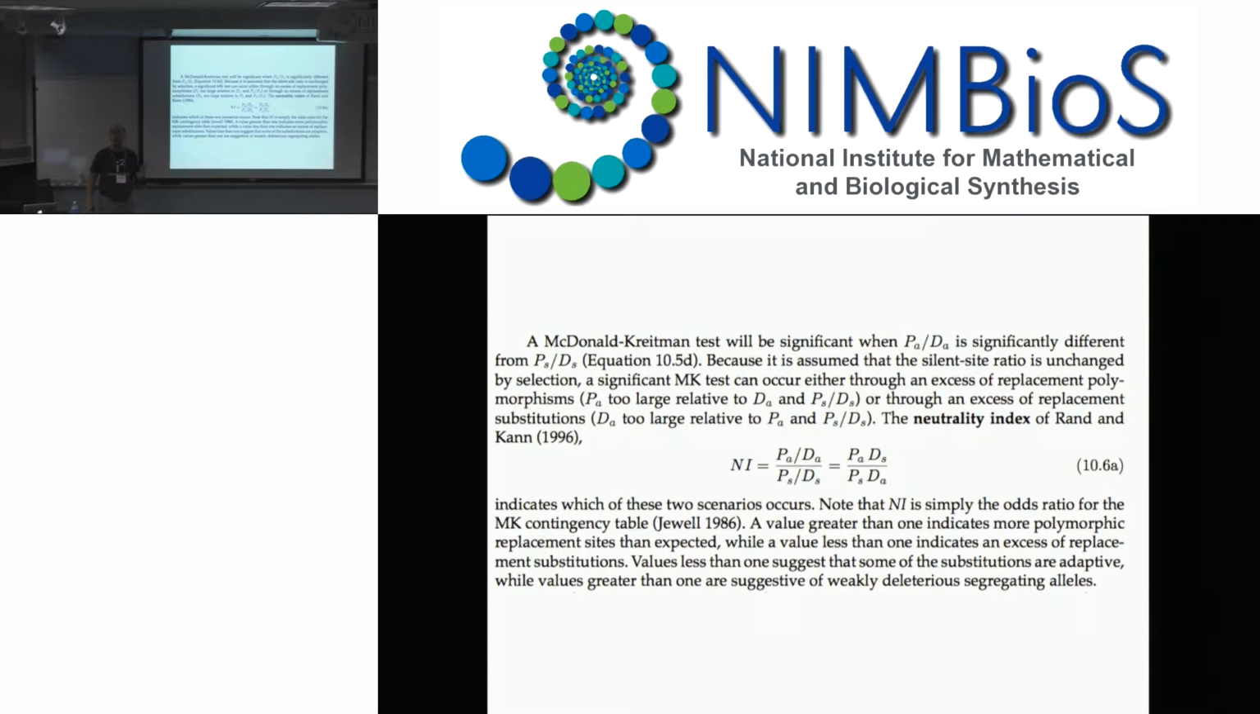So neutrality index bigger than 1 is taken as two things. Well, number one, too many polymorphisms. And the standard interpretation for too many polymorphisms is that those polymorphisms are either favored or they're deleterious, but weakly deleterious. They segregate. They're not so deleterious they get knocked down, but they're too deleterious to become fixed. So neutrality index bigger than 1 is usually taken as an indication of deleterious replacement polymorphism segregating. Neutrality index less than 1, too many replacements relative to polymorphisms, is usually taken as evidence of adaptive fixations.